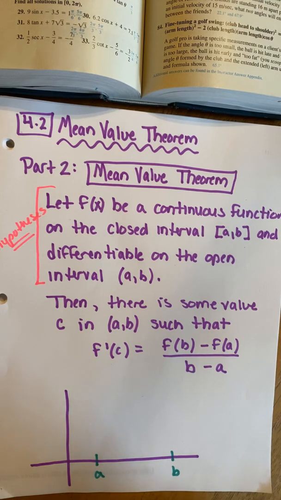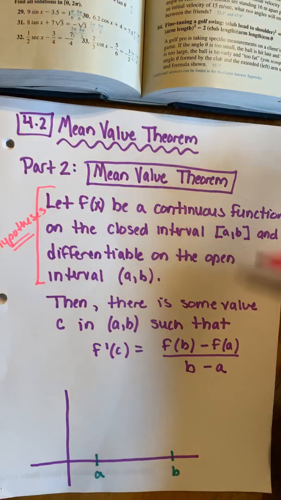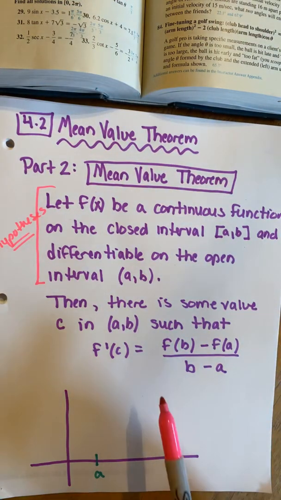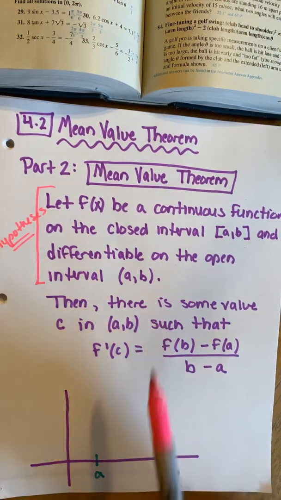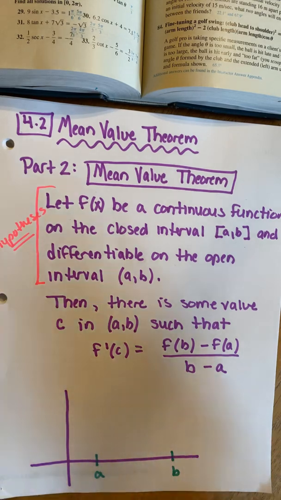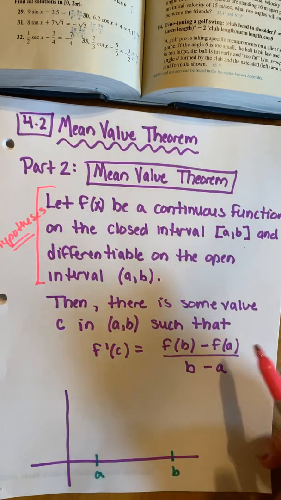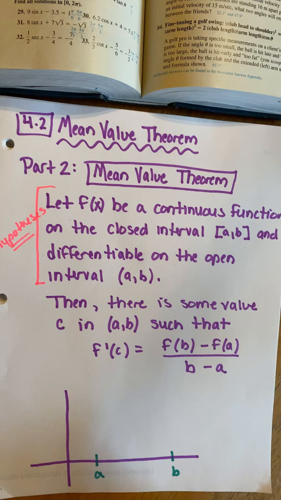The conclusion of the mean value theorem is if these first two conditions hold, then we can find a point C in the interval where the derivative at C is not 0 any longer, but it's the slope of the line connecting the endpoints, f of b minus f of a over b minus a. So what does this mean?